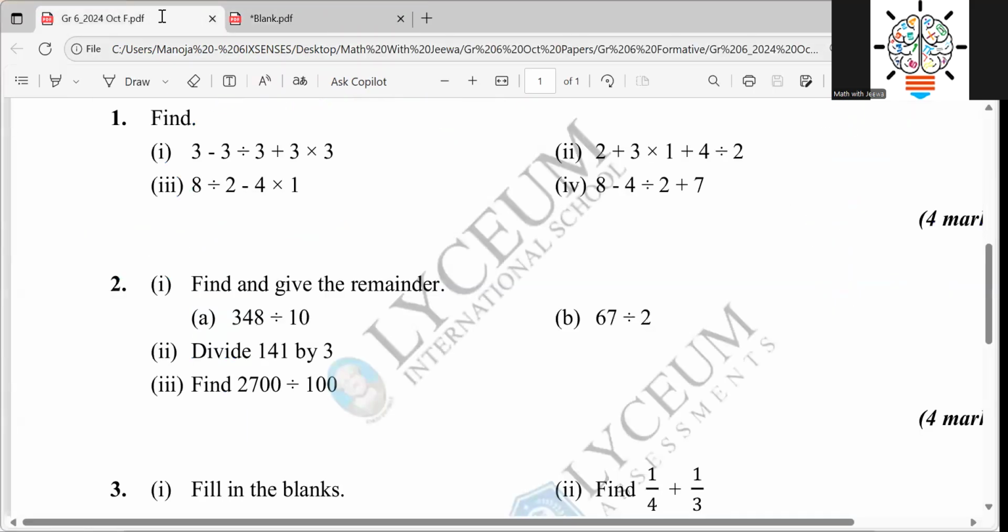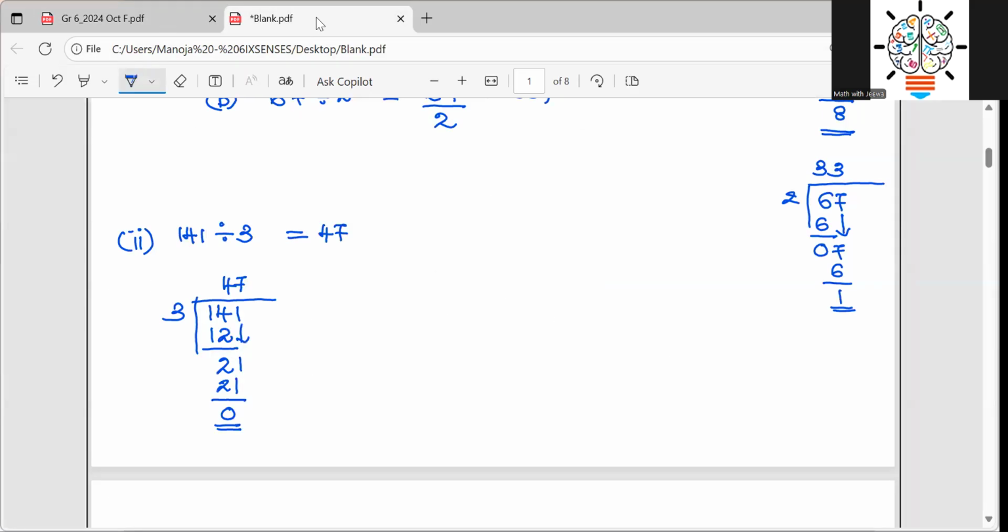And then the third one, 2,700, right? 2,700 divide by 100. So then here I can write this 2,700 divide by 100. So then easily I can get the answer 27. You know, when we have 2 zeros in the denominator and the numerator, we can cancel them out. So the answer will be 27, right?